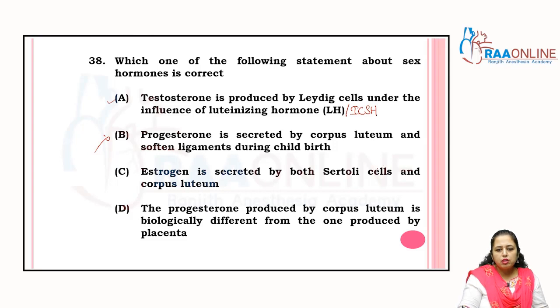Estrogen is secreted by both Sertoli cells and corpus luteum. No, it is secreted by the corpus luteum only, right? It's not secreted by the Sertoli cells here, right? Progesterone produced by the corpus luteum is biologically different from the other one. No, both are the same in nature. So the correct answer is A.